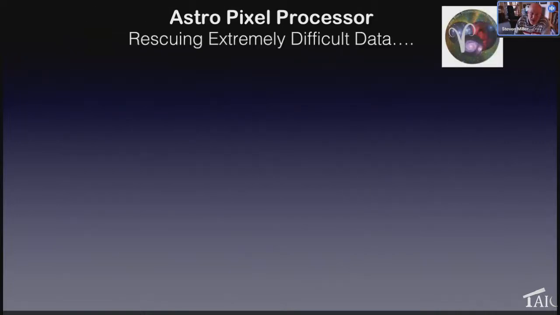So here's an example of Astro Pixel Processor. I just want to make a plug for that because it was probably the best performer for this kind of data. Here's an example where I had some extremely difficult data, and I made a few mistakes. I was taking a multi-panel of the Orion and Running Man Nebula. I didn't take very good flats. It was low in the sky, a lot of light pollution, and I had some horrible drift.